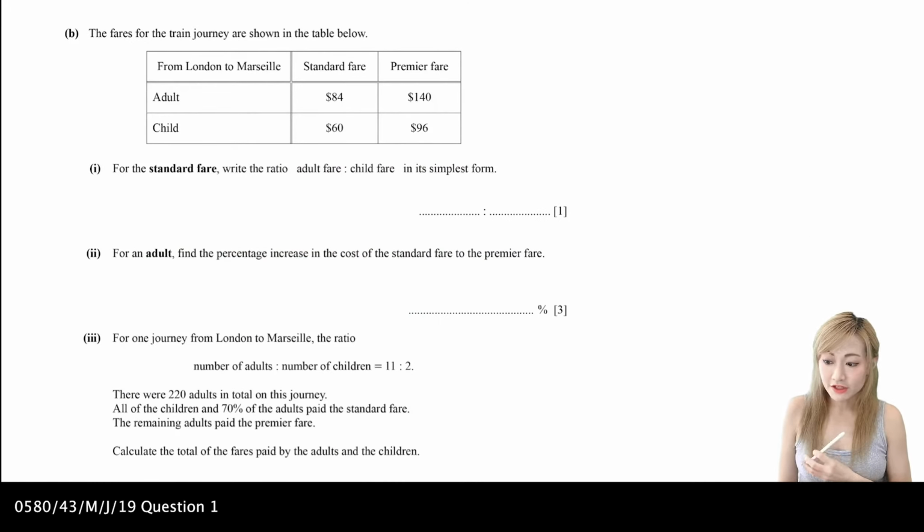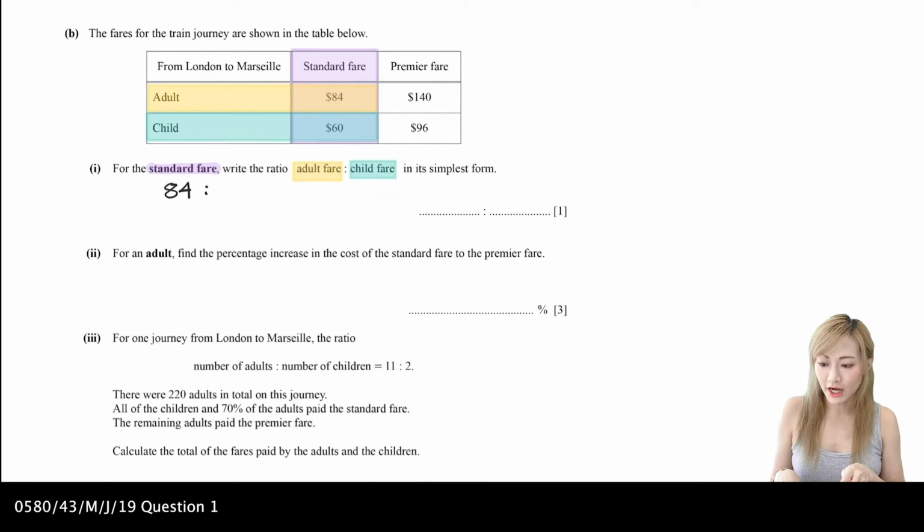B. The fares for the train journey are shown in the table below. 1. For the standard fare, write the ratio adult fare to child fare in its simplest form. So we're looking at the standard fare, and for an adult it's 84. For a child it's 60, so the ratio would be 84 to 60, and then we need to simplify it.